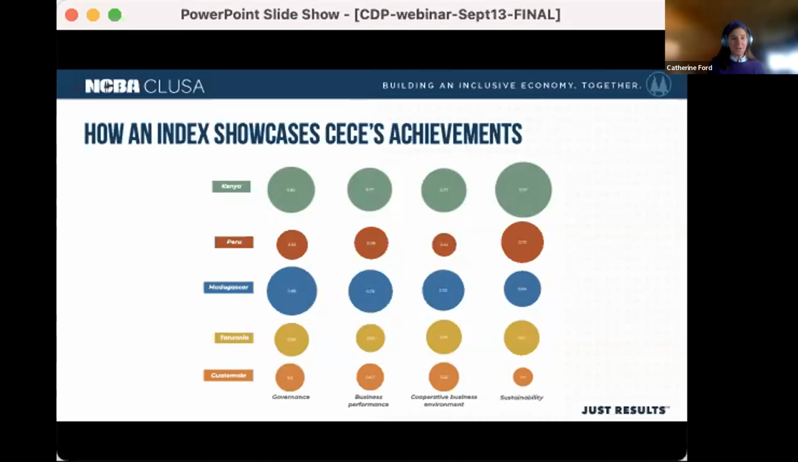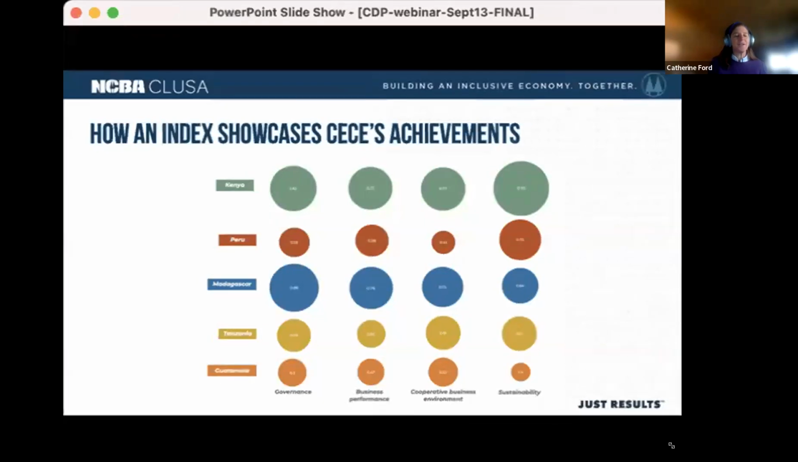So what you see on the screen here is a manufactured index built off of this coded and systematized data across 4 interconnected themes that the evaluation team found emerged from the primary data collection. And those 4 themes were governance, business performance, cooperative business environment, and sustainability. You'll see them listed on the bottom of the screen, the horizontal axis. On the vertical on the left, you'll see the 5 countries.